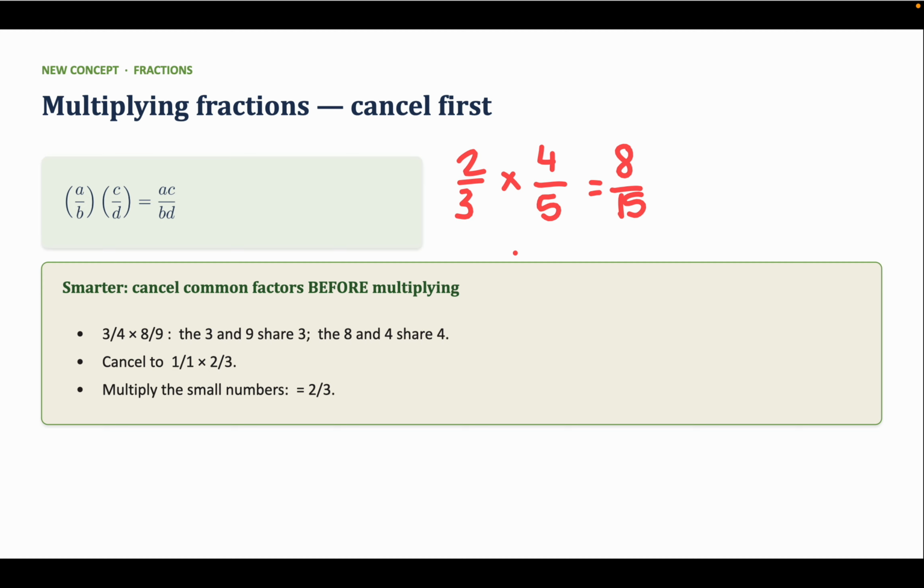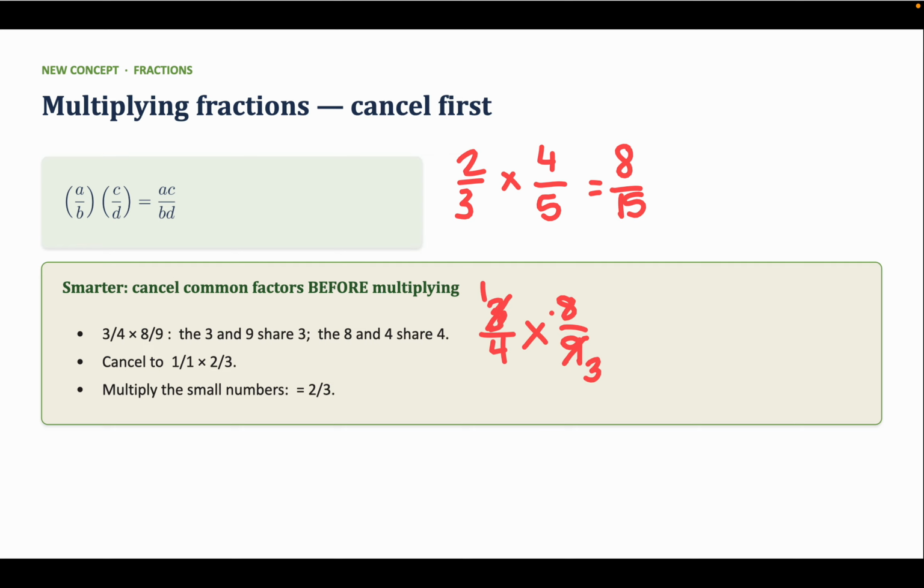8/15. But there is a smarter way to multiply fractions, and that is canceling common factors before multiplying. So I'm going to rewrite this problem, 3/4 times 8/9. So if we find common factors between the numerator and the denominator, we want to take those out. So between 3 and 9, a common factor is 3. So we can divide this 3 by 3 to get 1. We can divide the 9 by 3 to get 3. So we just reduced that fraction, we canceled.